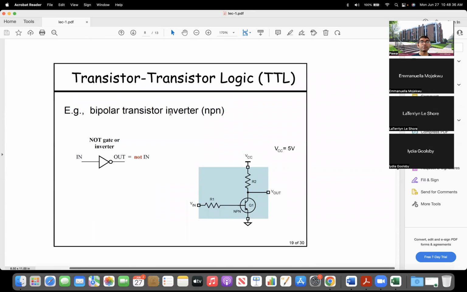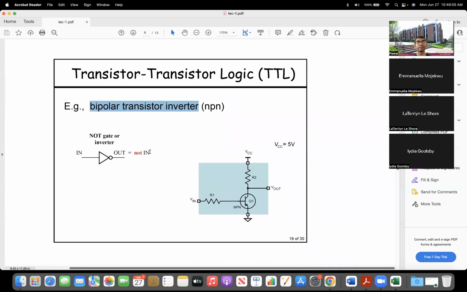This is another example, a bipolar transistor inverter, where you apply a NOT gate. This is one example where you are applying more than one gate. Again, just an example, I'm not going to go into details. It's called transistor-transistor logic, TTL. You are applying more than one gate to control the flow of your current through transistors.